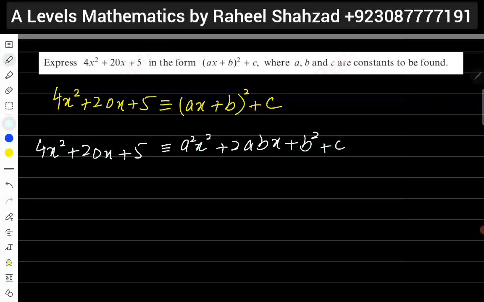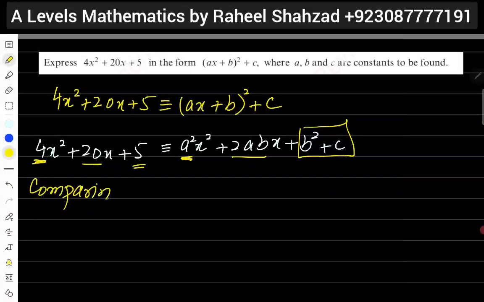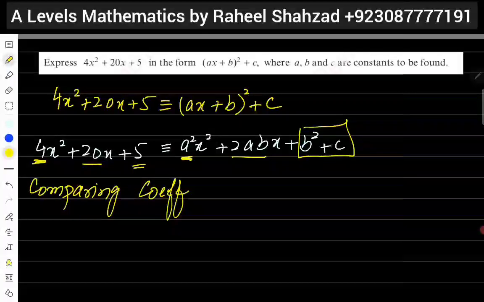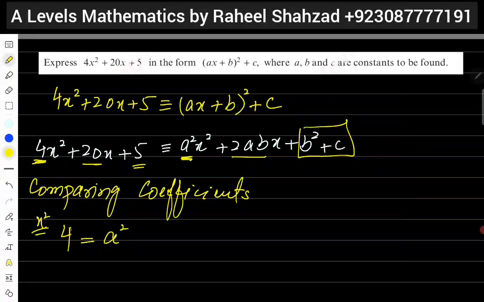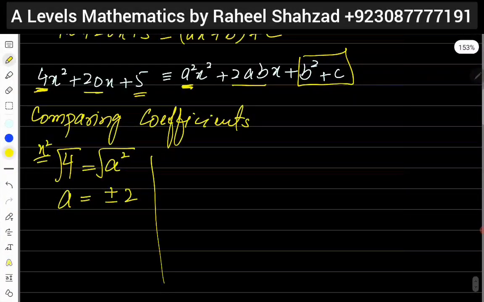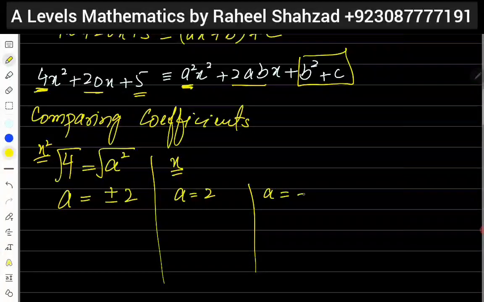Now we start comparing coefficients. You see coefficient of x square is 4, here it's a square, 20, it's 2ab, and here it's 5, and this whole thing is constant. So comparing coefficients, for x square it's going to be 4 is equal to a square, and we take square root on both sides, so value of a is plus minus 2. Now for rest of the things we are going to take both the values. Okay, now we compare coefficient of x, keeping in mind that a is either 2 or minus 2.